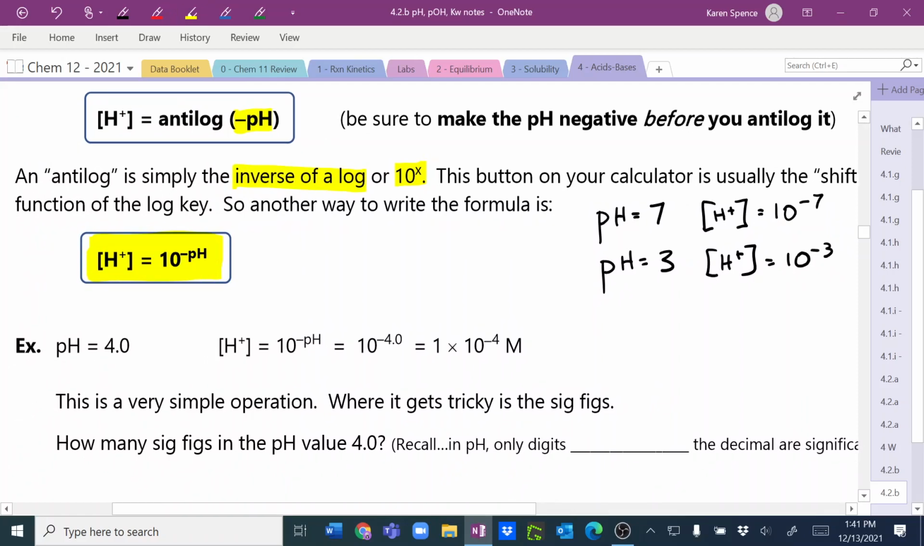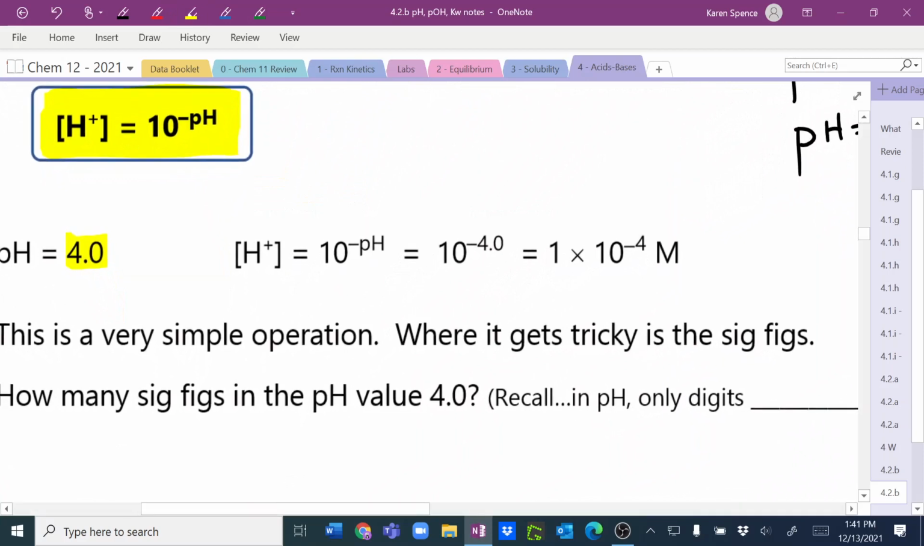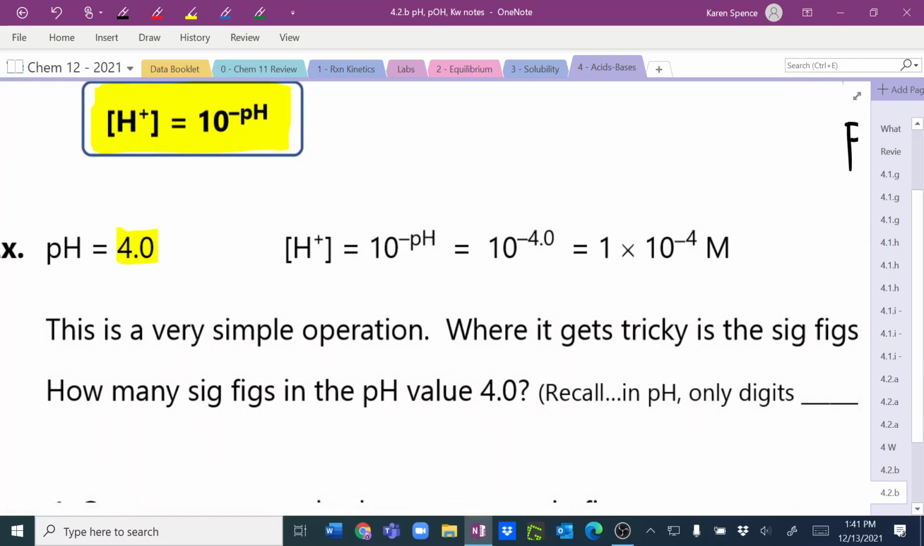So here's a nice easy one, and this one we're going to look at sig figs as well. We have pH equal to 4.0. So hydrogen is equal to 10 to the negative pH, which is 10 to the negative 4.0. But if we're going to include significant figures, how many sig figs in our pH? 4.0. 1 sig fig.